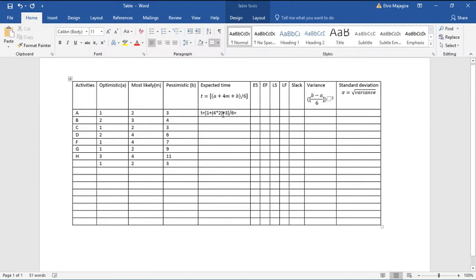So in mathematics, the rule is, if we have addition and multiplication in the same equation, we start by solving the multiplication. So we're going to solve this part first. 4 times 2 equals 8. Right? And then it will be 1 plus 8 plus 3, divided by 6. The whole answer you divide by 6, which shall give you 2. 2 here. Okay?